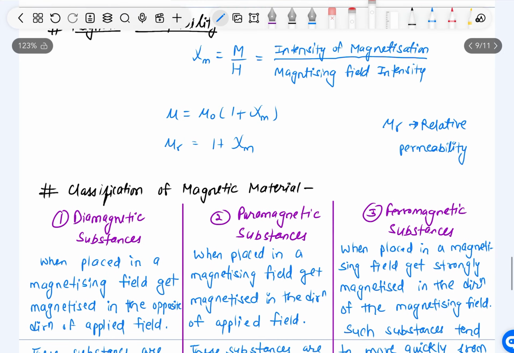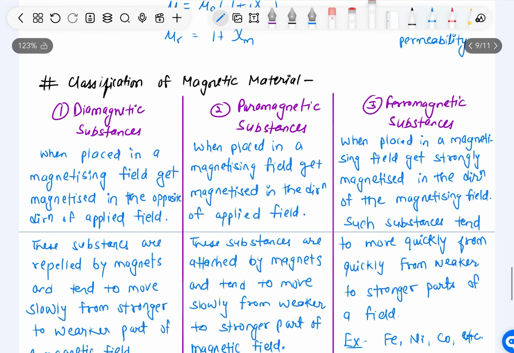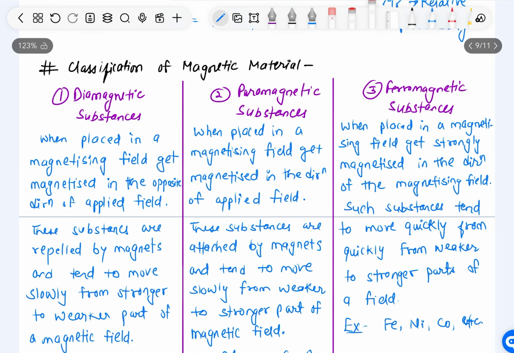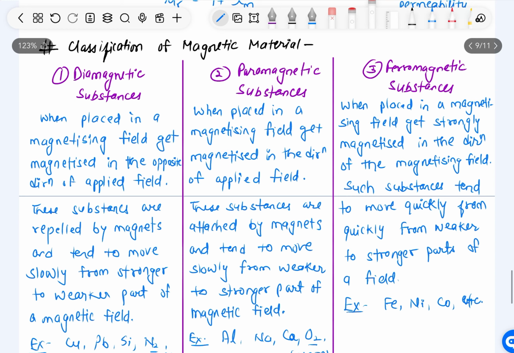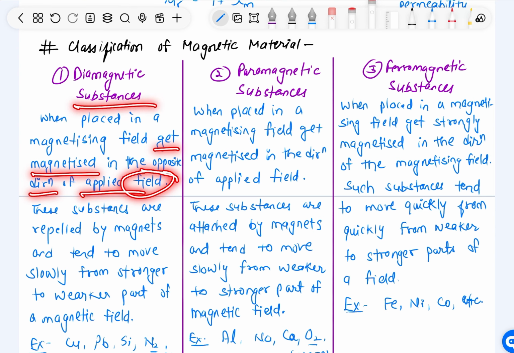Okay. Next, last topic is the classification of magnetic material, या फिर हम बोल सकते हैं types of magnetic material. So there are three types of material: diamagnetic, paramagnetic, and ferromagnetic. Diamagnetic are substances which, when we place in a magnetizing field, get magnetized in the opposite direction of the applied field. अगर मैंने मैग्नेटाइजिंग फील्ड ऐसे लगाया तो वो अपोजिट डायरेक्शन में मैग्नेटाइज हो जाएंगे.